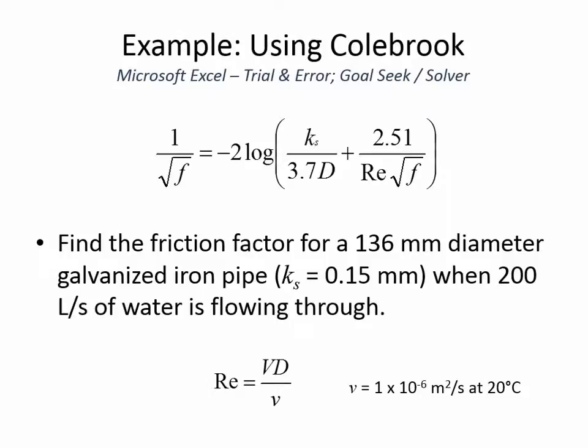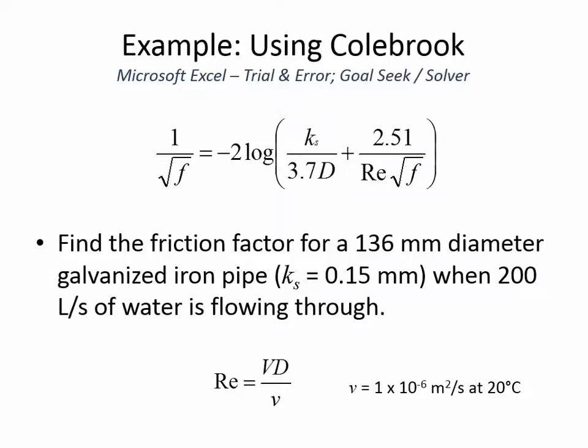What if we have a 136 millimeter diameter pipe and we want to find the roughness value, the F. It's galvanized iron, which according to the information we have has an equivalent sand roughness K sub S of 0.15 millimeters. And the flow rate going through is 200 liters per second. Obviously we're going to first have to find the Reynolds number, because the Reynolds number is one of the variables that goes into the Colebrook equation.